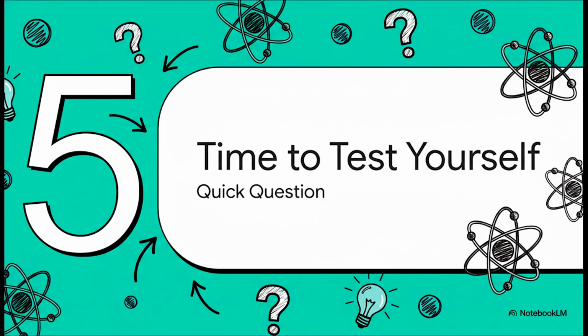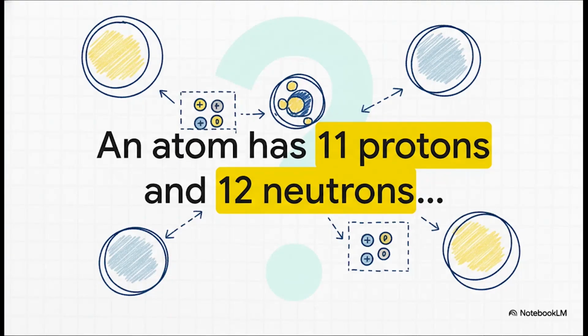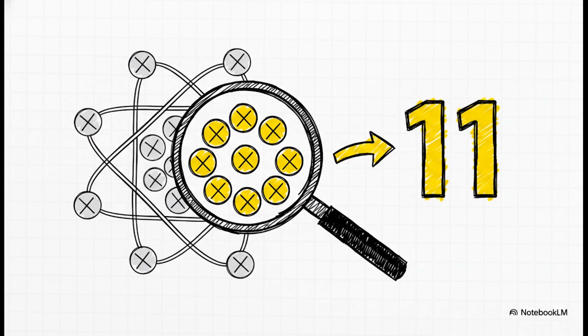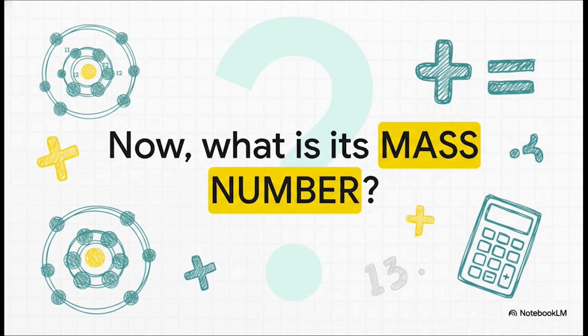Okay, you've seen the theory, you've seen the examples. I think you're ready. Let's do a quick pop quiz to see if you've got this down. You ready? Let's just pretend we've discovered a new atom. We look at it, and our instruments tell us it has 11 protons and 12 neutrons hanging out in its nucleus. First question, what's its atomic number? Come on, you know this. Which particle is the one that sets the identity? If you said 11, you are absolutely correct. The atomic number is only the number of protons. Those 12 neutrons, they don't matter for this question. It's that simple.